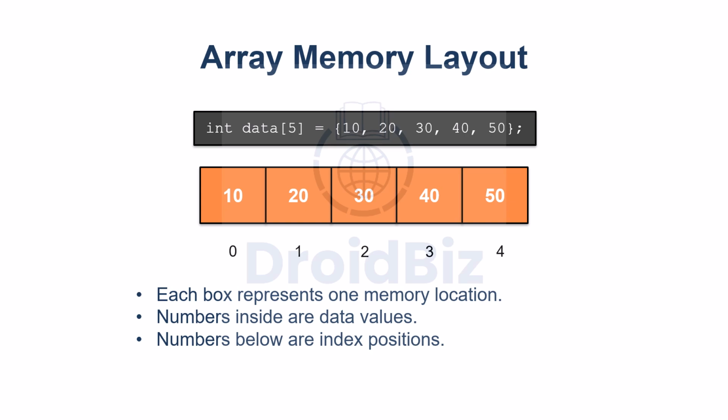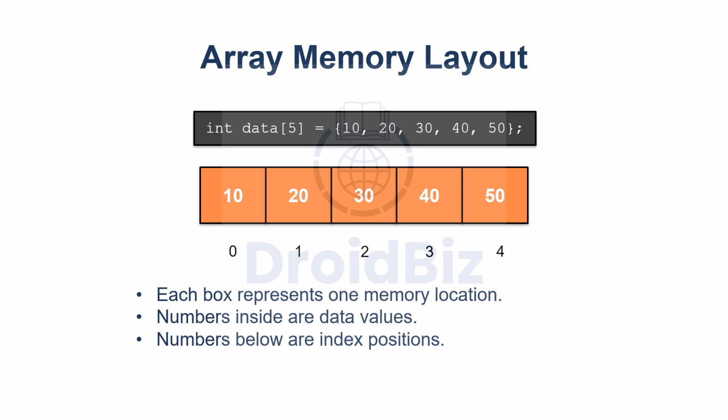Let's look at the data inside each box. We have the numbers 10, 20, 30, 40, and 50 stored in our array. Now, look at the numbers below each box. These are the index numbers, 0, 1, 2, 3, and 4. This is very important to remember. Array indexing starts from 0, not 1.